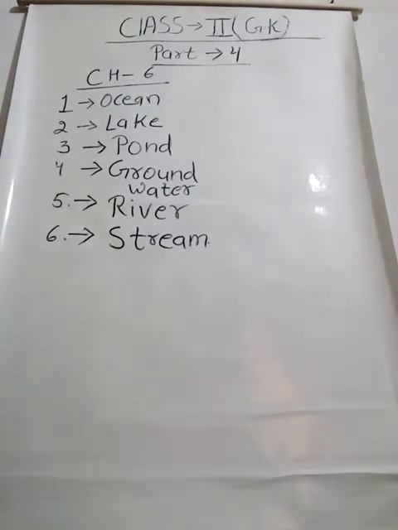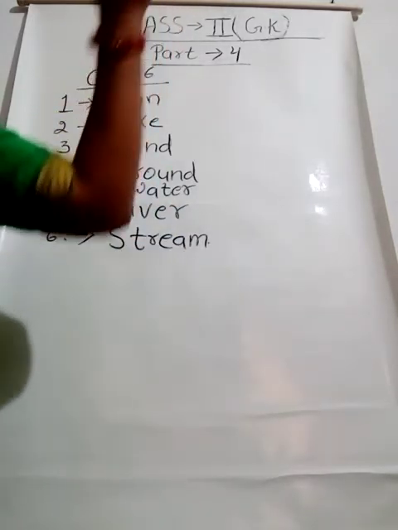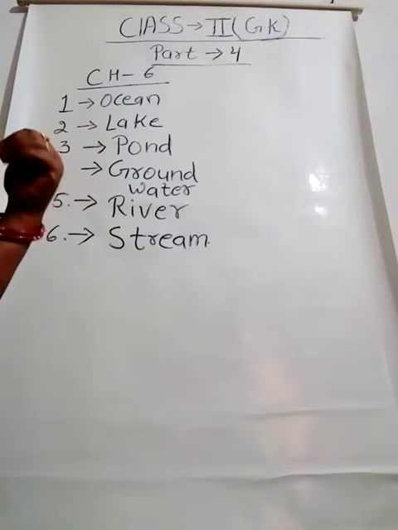The next fact about water: water moves in a cycle called the water cycle, from earth to the sky and back to the earth. I think all of you have learned it in your EVS or science book. Your teacher has also explained what the water cycle is. In the water cycle, water moves from earth to the sky and again back from sky to the earth.